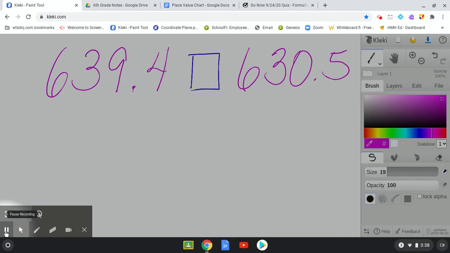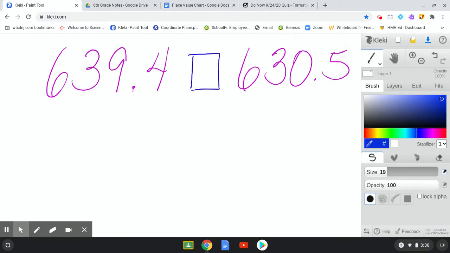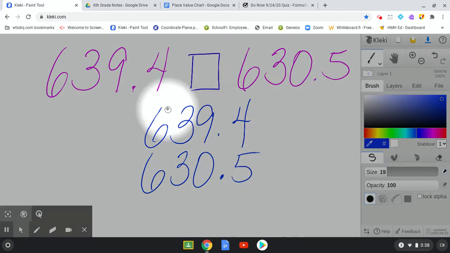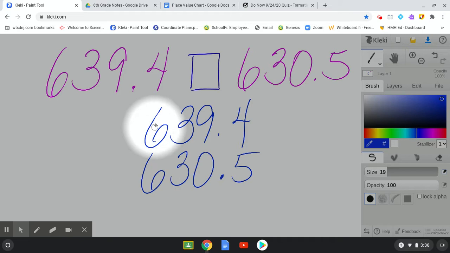Okay, so now I'm looking at this one. I'm going to line them up again by decimal. So I'm lining my decimals up. My first number here is 639 and 4/10, and I'm lining that up with 630 and 5/10. Now I'm going to start all the way to the left. When I'm comparing decimals, I'm starting all the way to the left. I'm looking at my hundreds place. Well, I have 600s, 600s. I can't tell which one is less than or greater than yet. I have 3/10 and 3/10. I still can't figure out which one is less than or greater than yet.